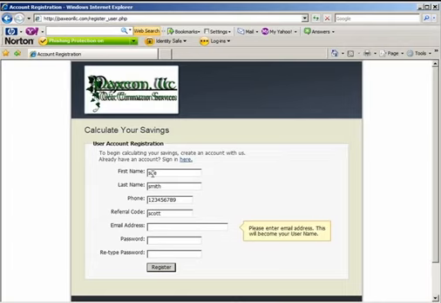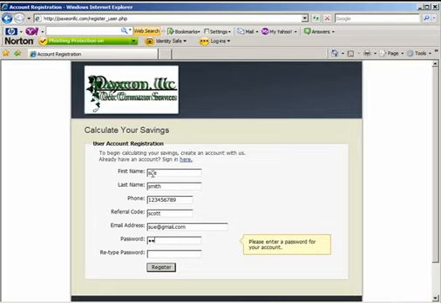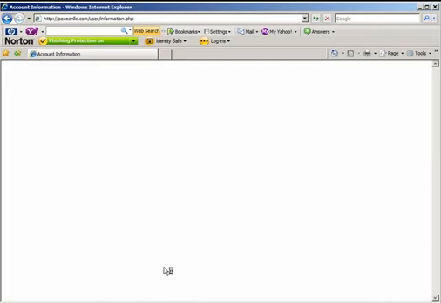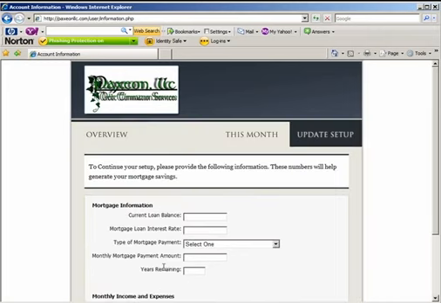We're going to put in your email address. It's sue@gmail.com. And you're going to choose a password and retype it and click register. You've now created an account that you'll continue to use in the future.